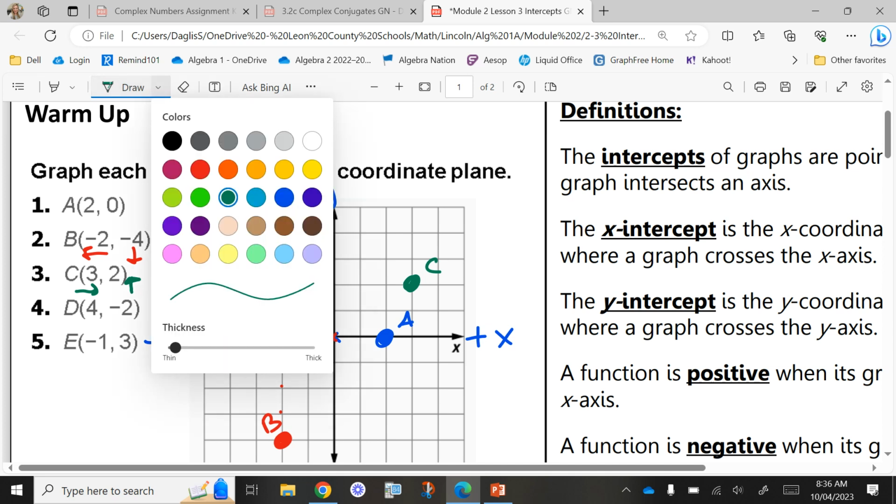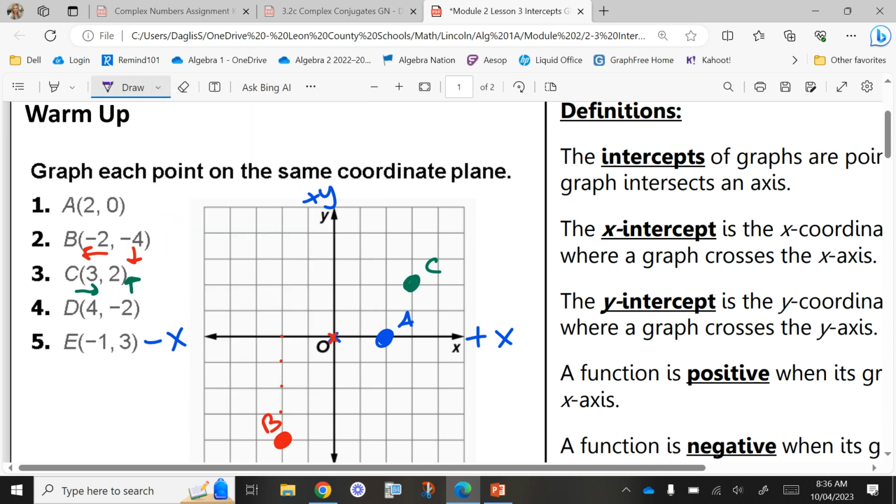All right, how about the point 4, negative 2? 4 to the right and 2 down this time. 1, 2, 3, 4, down 2. There we go, there's our point D.